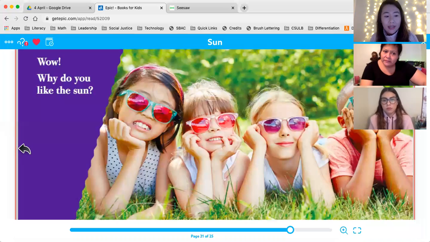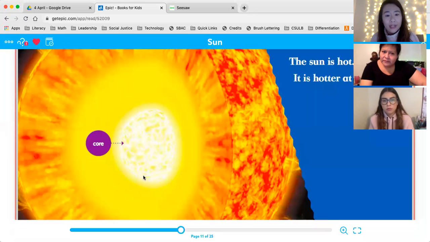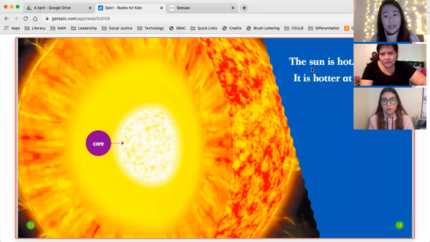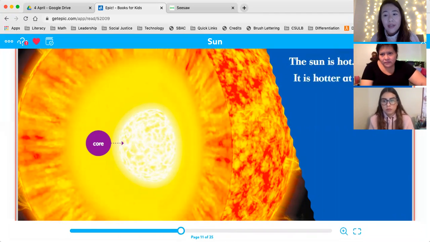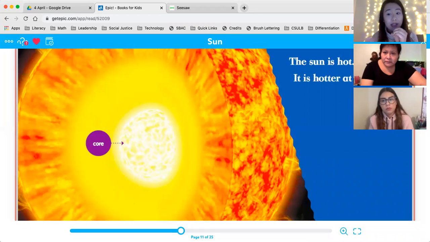So I'm going to go back, because I remember that I saw a page about the core right here. I'm going to reread the text, and it says, the sun is hot. It is hotter at the core. And I'm thinking, I learned that the core is the inner part of the sun. If I add that definition to the sentence that I just read, I can say that it is hotter at the innermost part of the sun. Do you see how we use the glossary to help us add information to something we already knew? The author expects us to know what the core is by just using the word here, but defines it in the glossary at the end.